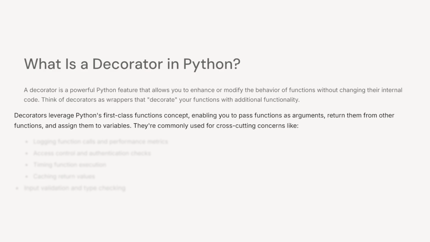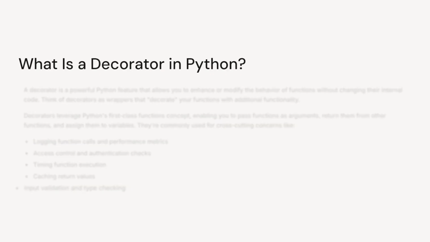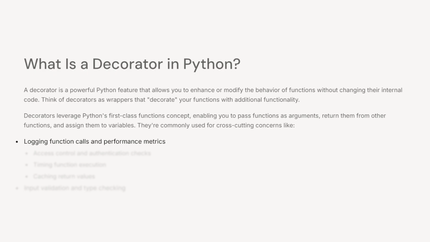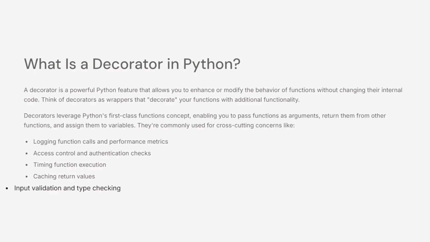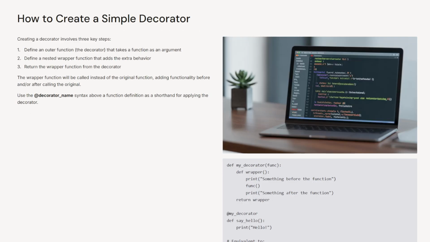Decorators leverage Python's first class functions concept, enabling you to pass functions as arguments, return them from other functions, and assign them to variables. They are commonly used for cross-cutting concerns like logging function calls, performance metrics, access control and authentication checks, timing function execution, caching return values, and input validation and type checking. So here's how to create a simple decorator.